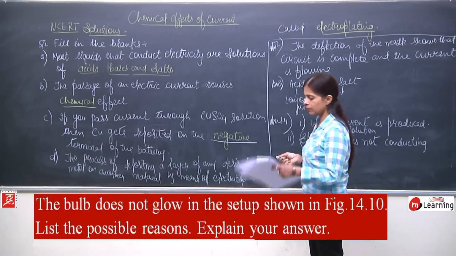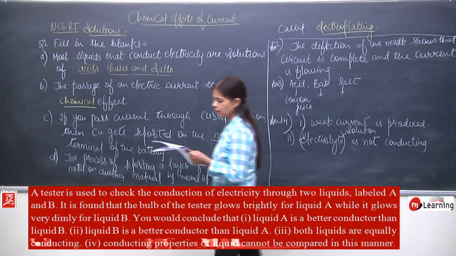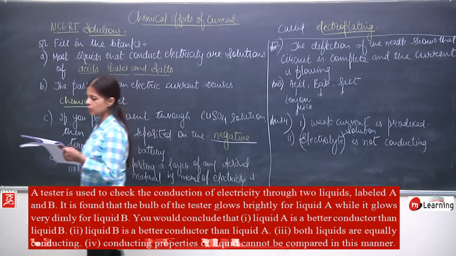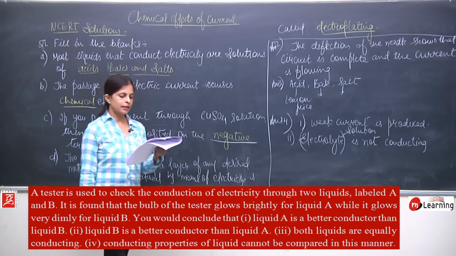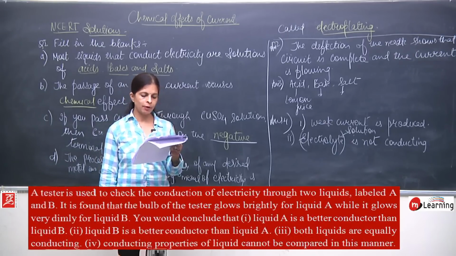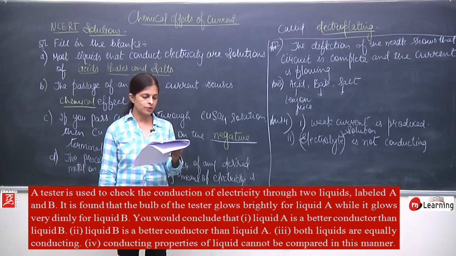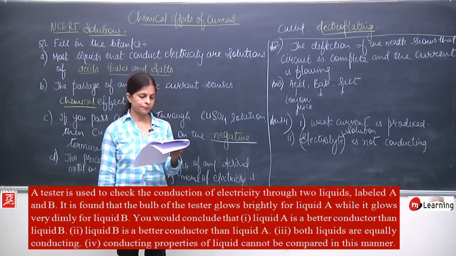Now let's talk about the next question, which is question number 5. A tester is used to check the conduction of electricity through two liquids labeled A and B. It is found that the bulb of the tester glows brightly for liquid A while it glows very dimly for liquid B. You would conclude that.